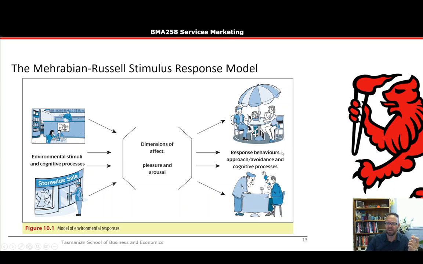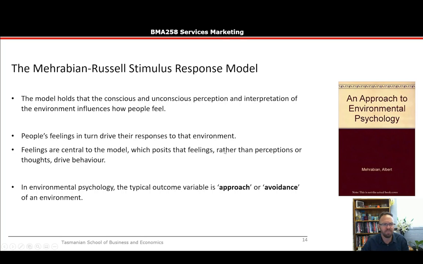So then our response behaviours are we want to go into the shop or we want to stay in the shop, and then we actually have a positive attitude towards that place or that space. Right. So the model holds that the conscious and unconscious perception and interpretation of the environment influences how people feel. People's feelings in turn drive their responses to the environment, and then feelings are central to the model.